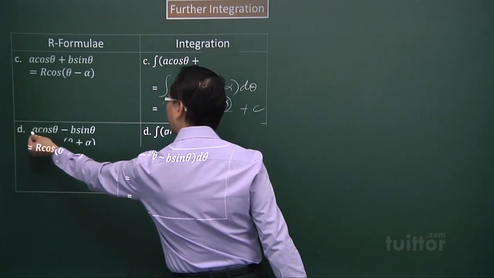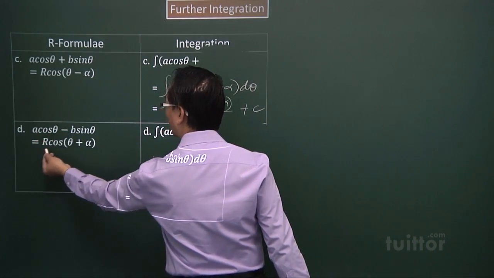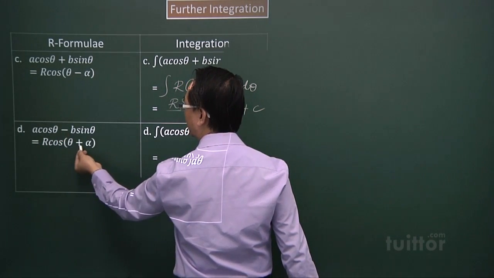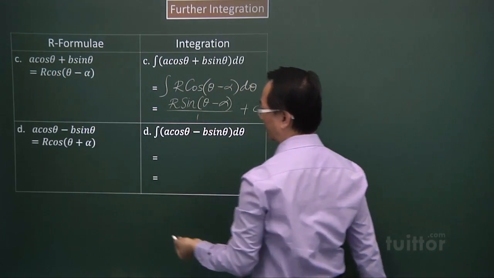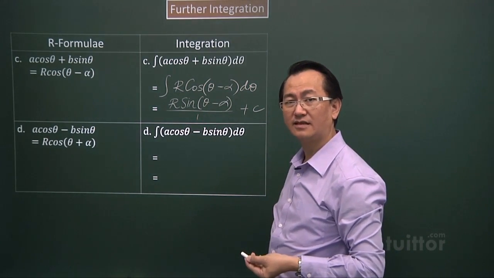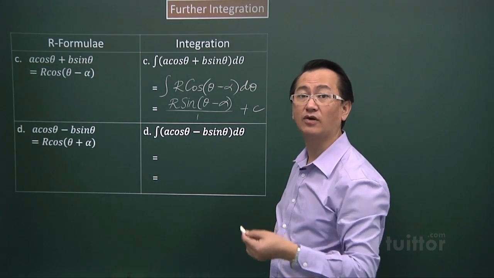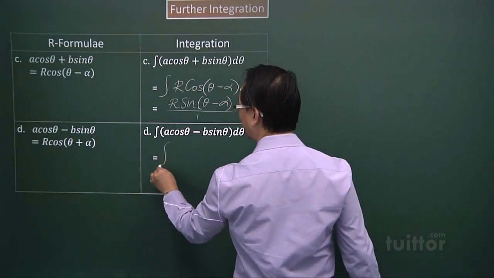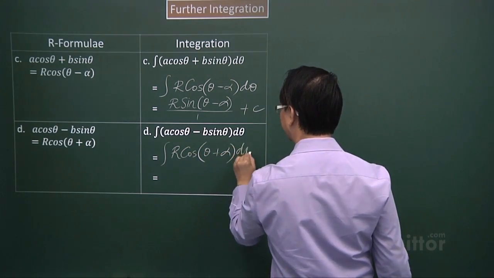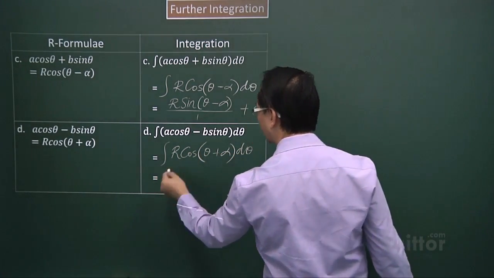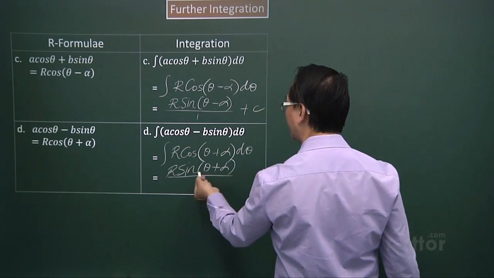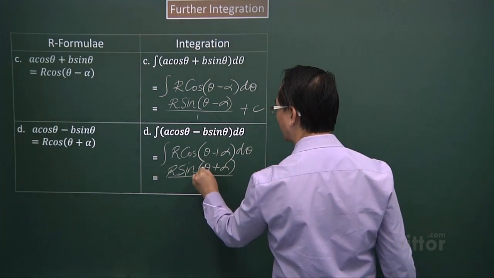For part D, you see the cos term comes first, so R cos bracket theta plus alpha. Now, if this is a negative, this will be a positive. If this is positive, then it will be negative there. So this is unlike the two cases beforehand, when the sine comes first, then the operator, whether it's positive or negative, will follow. So this one can be reduced to R cos bracket theta plus alpha. So integrating cos will give me sine divided by the differentiation of theta. That's 1.